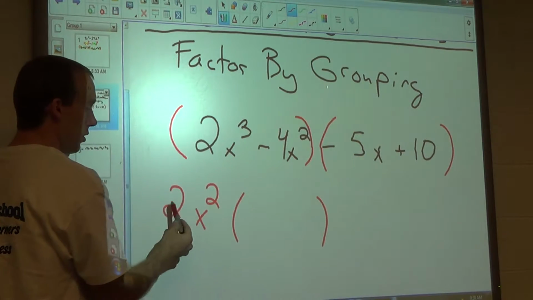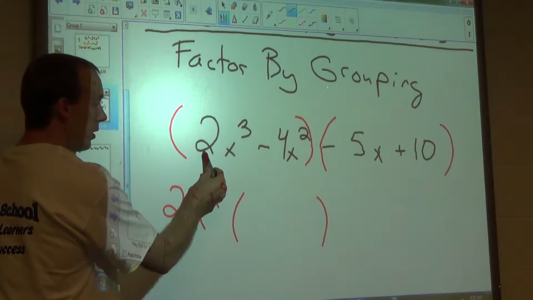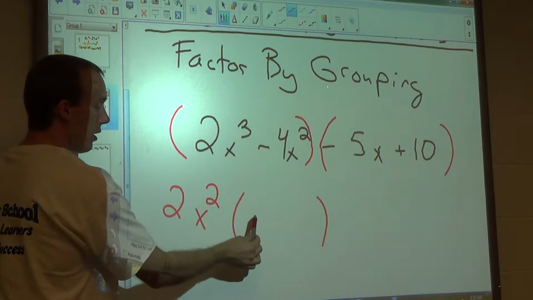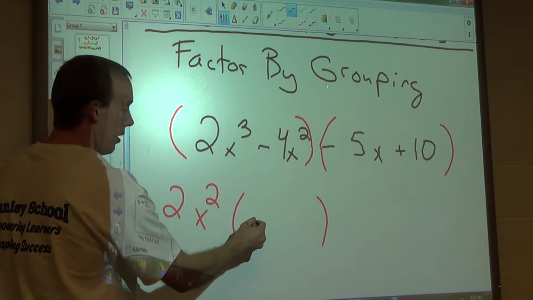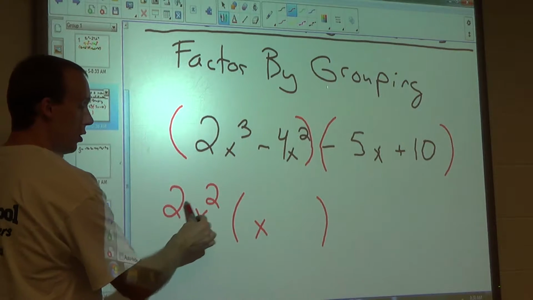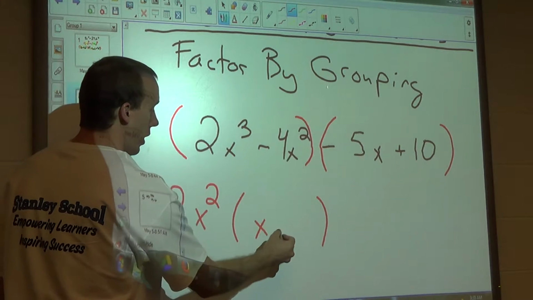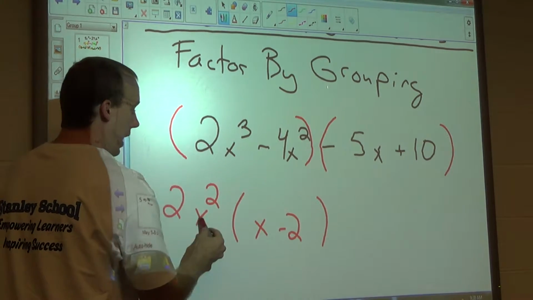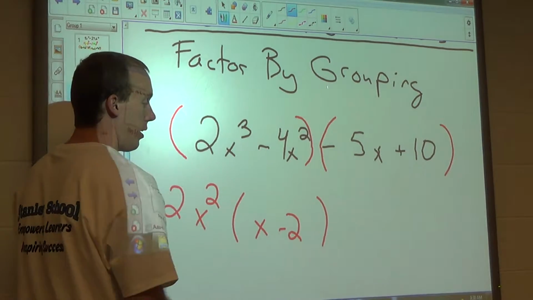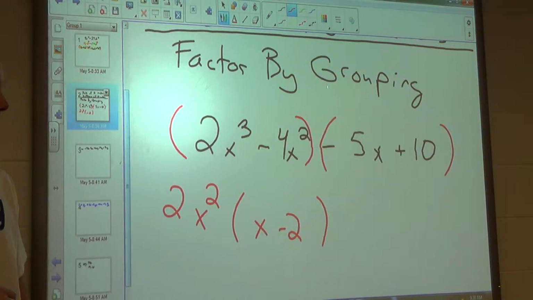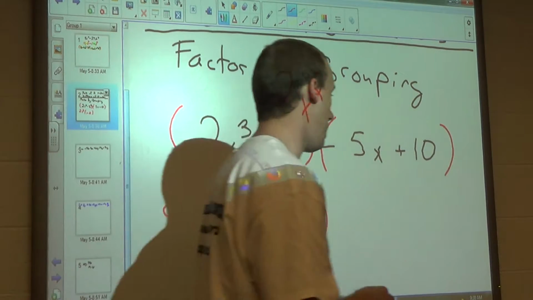Okay, what am I left with? So 2 times what gets me to 2? 1. X squared times what gets me to x squared? An x. 2 times what gets me to negative 4? Negative 2. X squared times what gets me to x squared? I'm good, right? Okay, that one's done. Then I'm going to come over here.